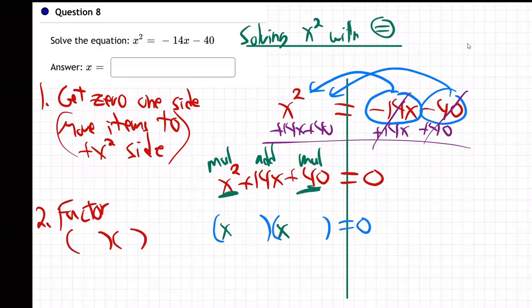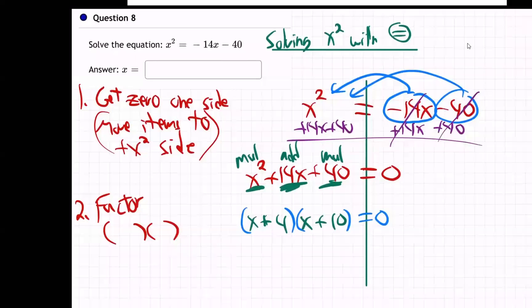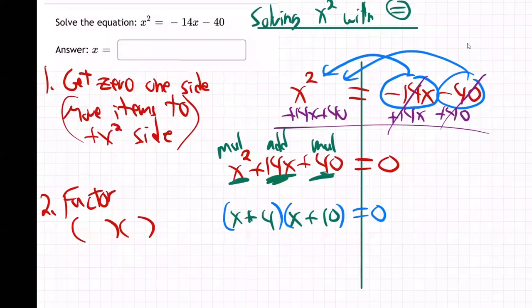Well, 5 times 8, 4 times 10. How do you know what you want? Well, you want 4 and 10, because they have to add to be 14 in the middle. Both plus, right? Because they'll add to be 14 in the middle and they'll multiply to be 40. Multiply, add, multiply. Remember that whole thing? Okay, and so there's my pair of numbers.